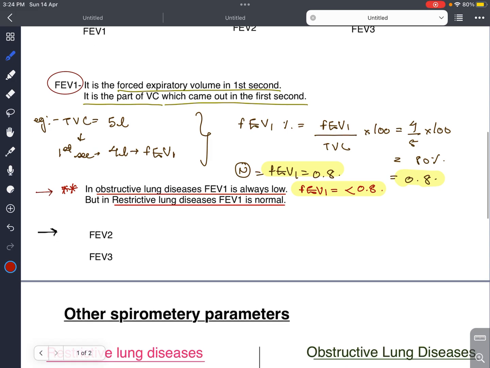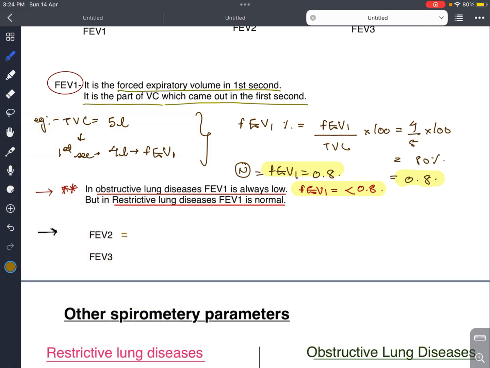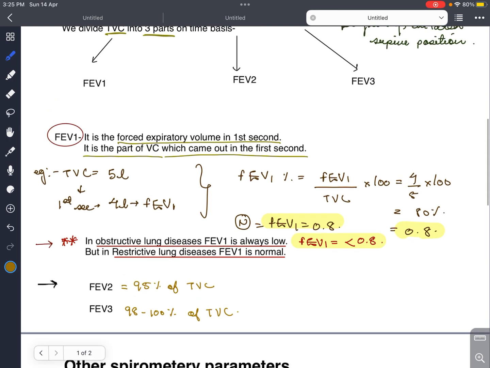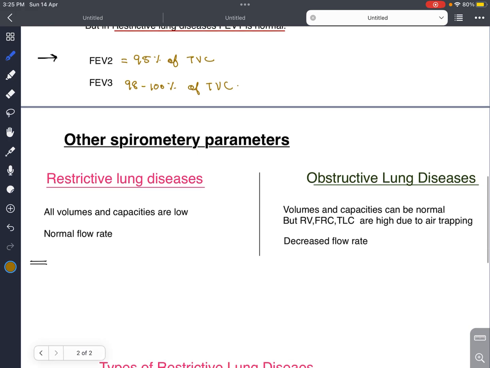In a similar way, we have FEV2 as well. The normal amount of FEV2 we basically consider is 95% of TVC. And FEV3 is basically 98 to 100% of TVC. I hope this was easier for you to understand. So let us go to the other spirometry parameters.